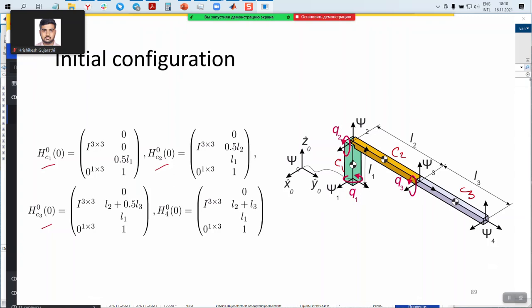In order to calculate direct kinematics, you need only this stuff. So instead of rotation matrix, we put here identity, because the orientation of the end effector and the initial frame is the same. And the only thing that we need to write here is the displacement for the end effector. So we will have L1 for the Z, we have L2 plus L3 for the Y, and we do have nothing for the X. Is it clear now? I hope it is clear.